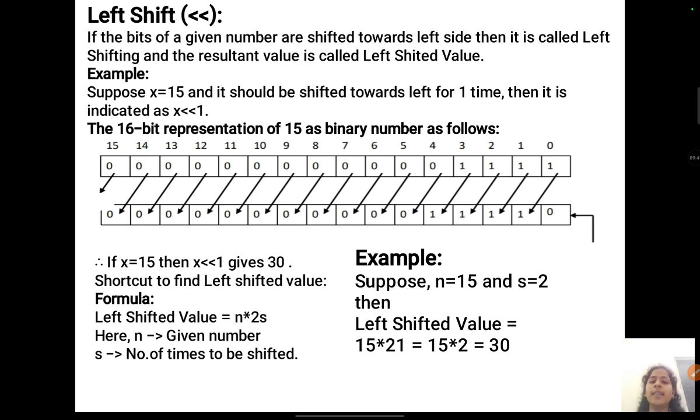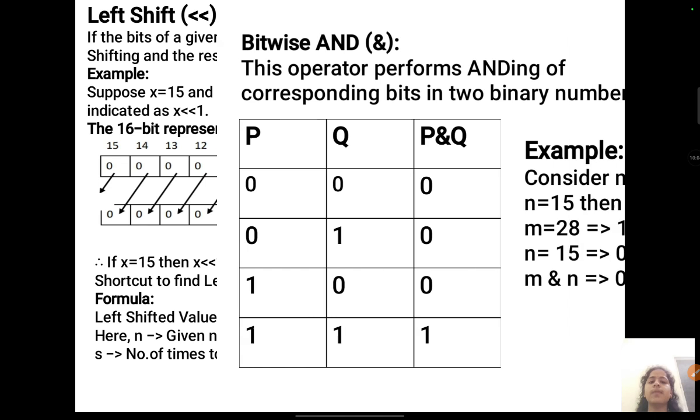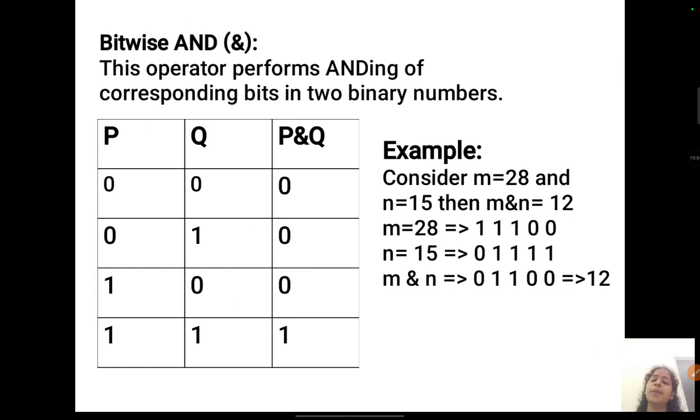Here n gives the number, and s is the number of times to be shifted. Example, suppose n is equal to 15 and s is equal to 2. The left shifted value is 15 into 2 into 1, that is 15 into 2, that is equal to 30.